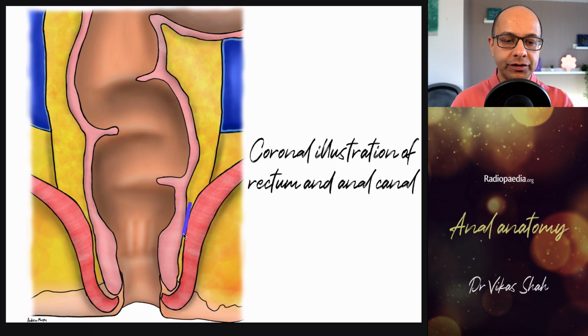Between these two sphincters we have this sliver of fat which is known as the intersphincteric fat, and this becomes important when we look at fistulas. Here we have something known as the dentate line, which you don't really see readily on imaging, but this is an important landmark because the arterial supply and venous drainage is different above and below the dentate line, and also the nodal drainage.